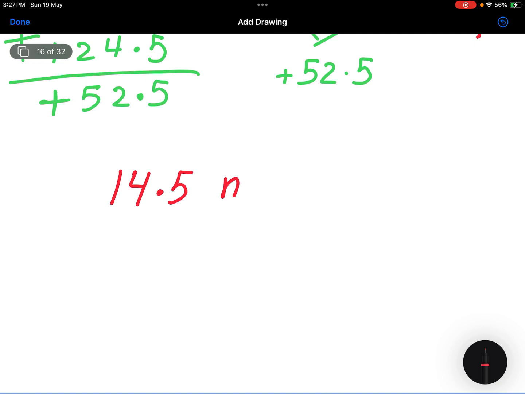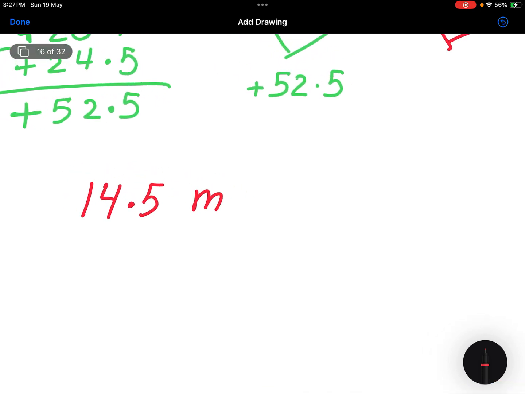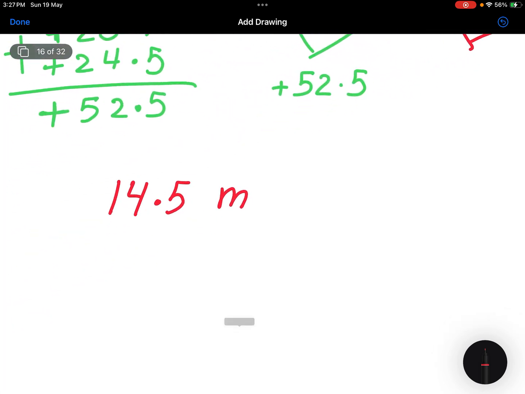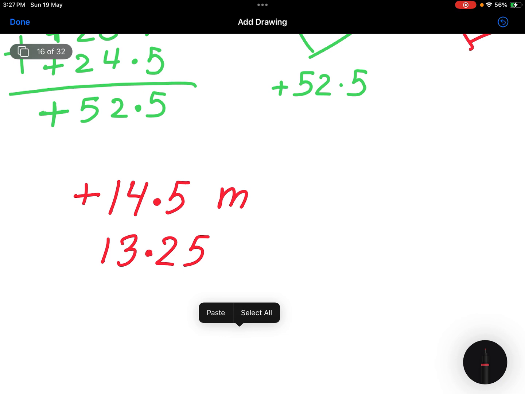14.5 m and the other one is what? 13.25 m. This is a positive, by the way. 13.25. Can you see I lined up the decimals on top of each other? The ones together, the tens are together, and the tenths are together. But I have here a 5, so the corresponding hundredths to it is 0 because I don't have a number here. Of course, m, and it's a positive number.